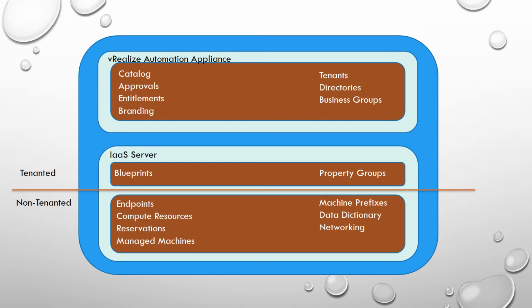Now, if a particular tenant wants exclusive access to the non-tenanted services, it is going to require its very own vRealize Automation instance.